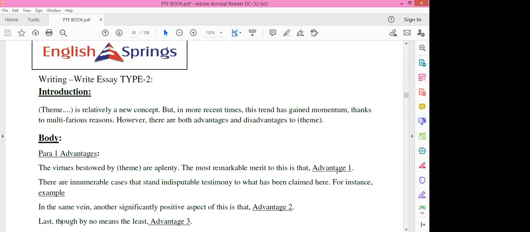This is my idea. The most remarkable merit to this is that such institutions, such means I'm already saying enrolling into foreign universities. So such institutions provide a really remarkable form of learning by giving more emphasis to practical understanding of subjects rather than theoretical aspects. Okay? Sentence clear, idea clear? Yes, ma'am.